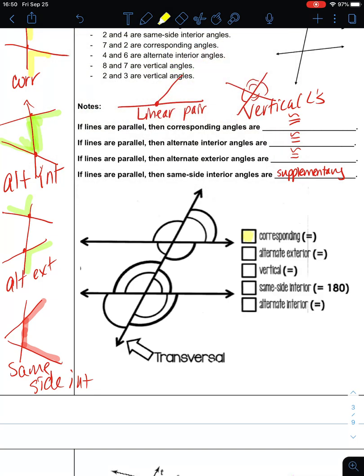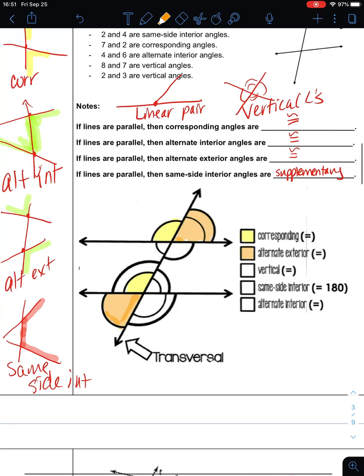So the first thing, let's mark our corresponding angles. Remember, corresponding angles are on the same side of the transversal. One is inside, one is outside. These are corresponding. They're not the only corresponding angles in the picture, but they're the two that we're going to mark today. Then we have alternate exterior angles. We won't need the inside piece today, so we can just use the whole piece. So those are alternate exterior angles.